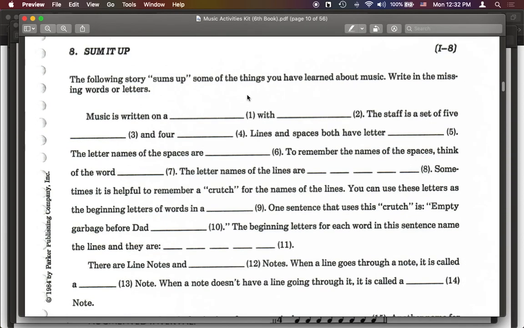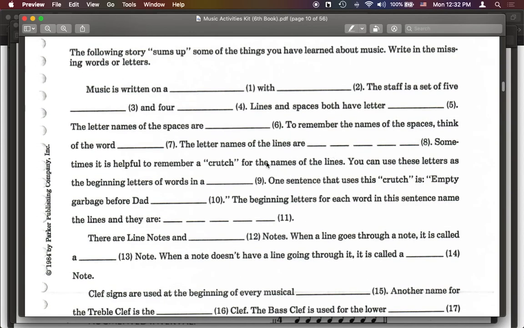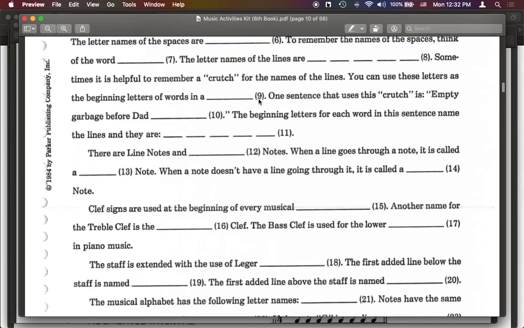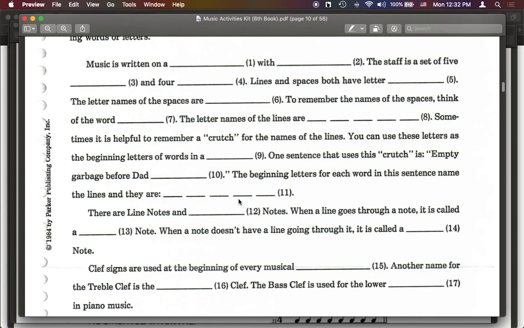Page 8, this is summing up with the information that you've read on the last few pages. You may have to go back to lesson 1 to find some, but all of them are in your packet over the last couple pages. Find the correct word, write it in.